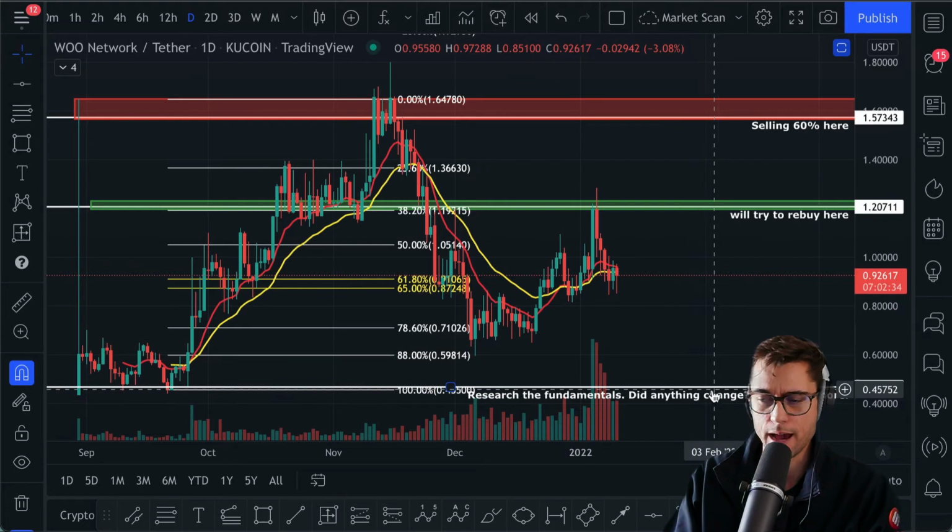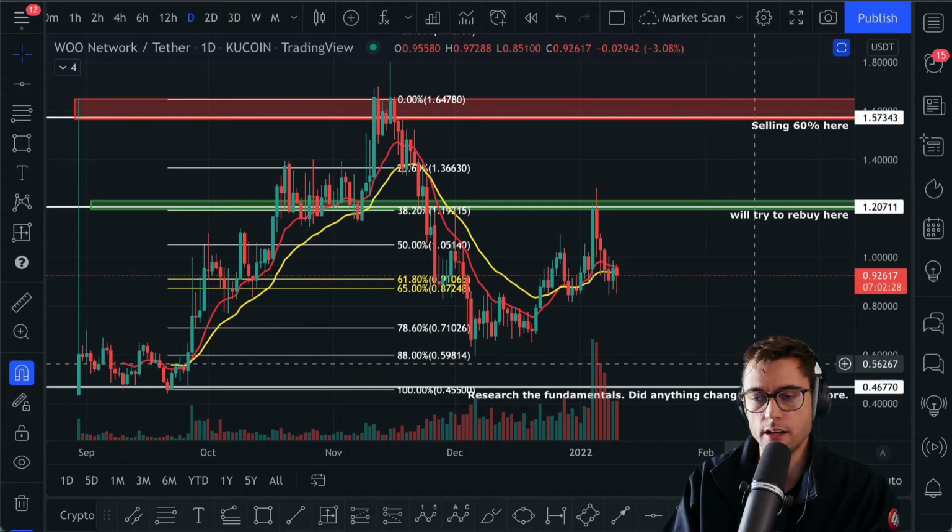And then if it happens to come back down to like 45 cents or something like that, I really doubt that it will, to be honest. But if it does, then I'm going to check the fundamentals, and I'm going to see if anything has changed. If nothing has changed, then I'm going to buy more.